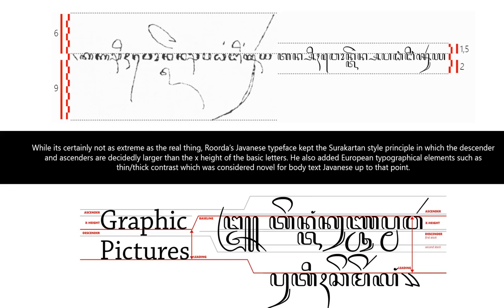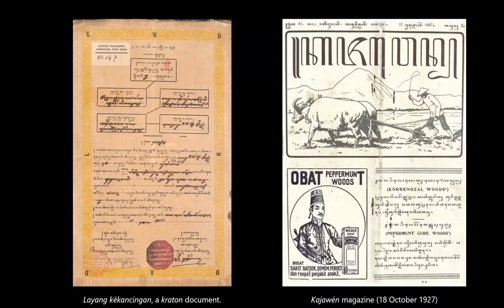He also added European typographical elements such as thin, thick contrast, which was considered novel for Javanese body type up to that point. Now that Javanese type is available, printing and publishing stuff in the Javanese script became a thing. Printed Javanese appears in official as well as popular use. On the left is an official government document issued by the Palace of Yogyakarta, and on the right is a cover page of a popular magazine called Kajawen.